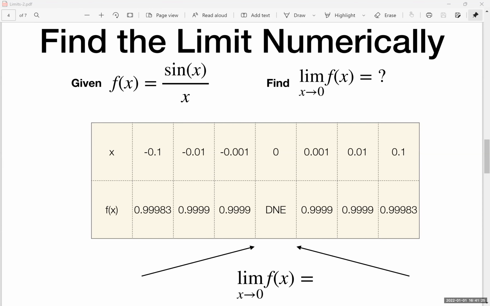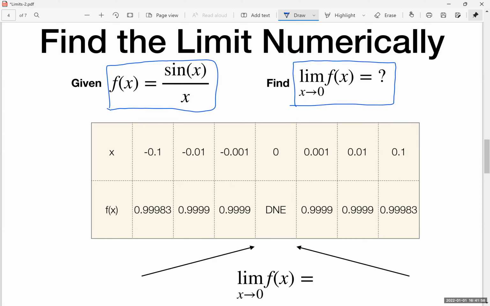So in cases where we don't have access to a graph of a function, can we still find the limit of that function? And the answer is yes. In most cases, you can find the limit numerically, meaning that you create a table of values around the value of x. For example, if you're given a function f of x equals sine of x divided by x, and you're asked to find the limit of this function as x goes to 0.